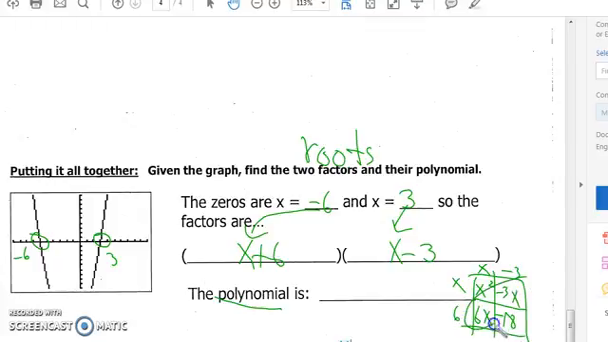And you always add the diagonal and put the plus sign because you have to combine like terms. So this is x squared. 6 plus negative 3 is positive 3x. And then you just write negative 18, this last number. And x plus 6 times x minus 3 is this. So that's the answer.